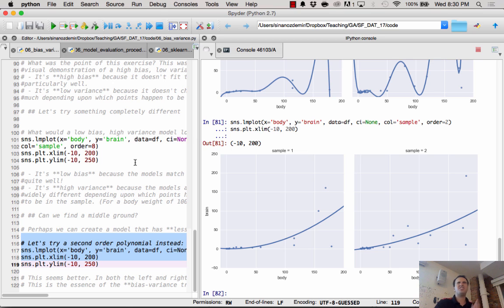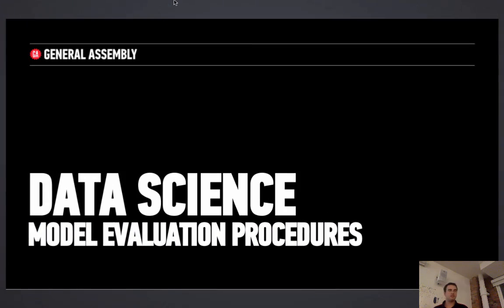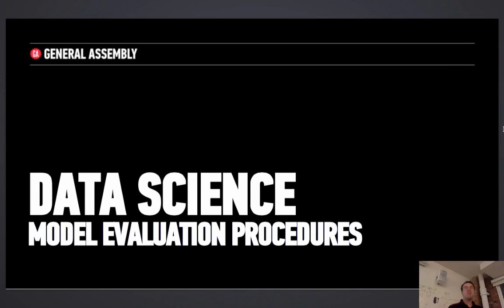Any other questions about bias and variance in this data set? Okay. Well, let's talk about how to optimize. I'm going to go to the slide deck. It is in the slides folder. Model evaluation procedures. So this is how we do what we just did, not graphically, with numbers.